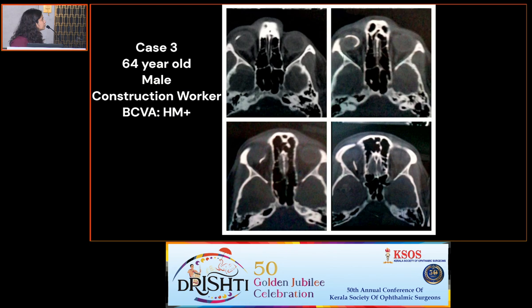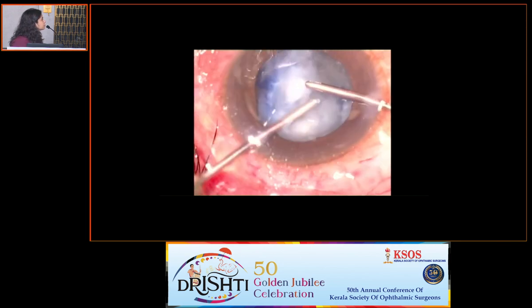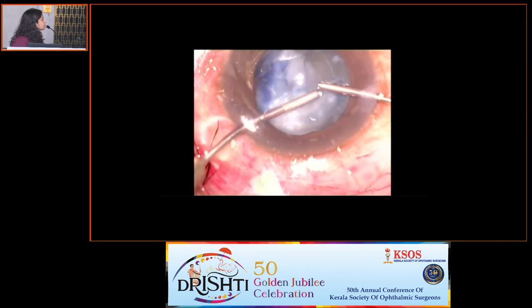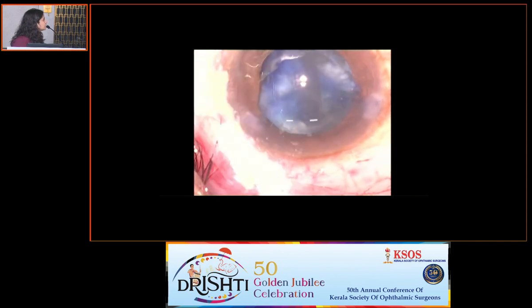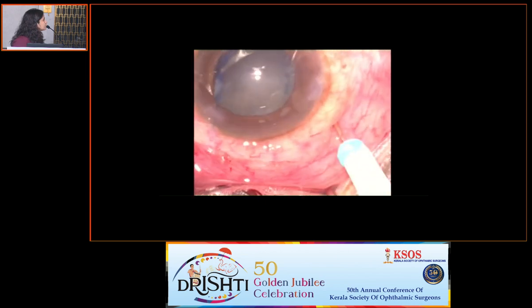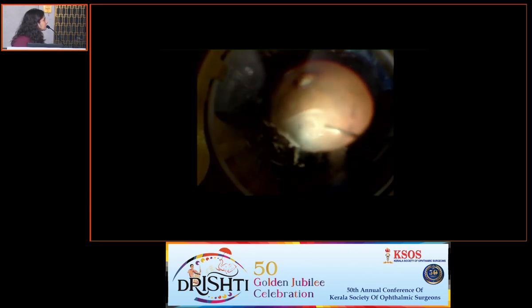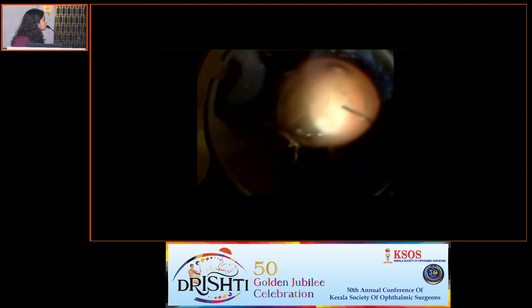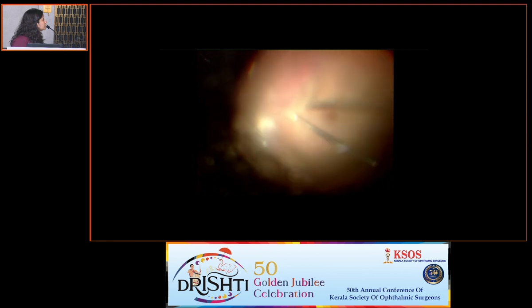This is a case of a 64-year-old male patient with traumatic cataract and ruptured capsule following an injury at the construction site. The CT scan revealed a large intraocular foreign body. The traumatic cataract was aspirated and vitreous hemorrhage was cleared. But there were no signs of intraocular foreign body internally.